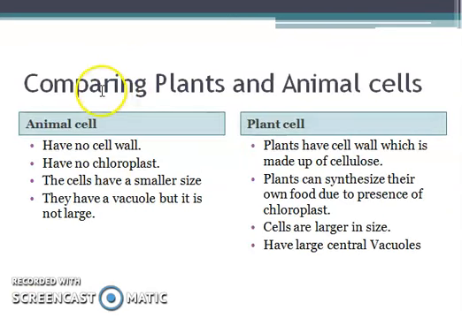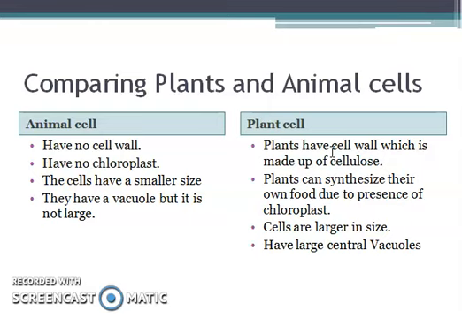So the next one is the difference between the plant and the animal cell. We have seen the similarities, now the differences. The first one is that animals have no cell wall. Plants have a cell wall. This cell wall is made up of cellulose. It is a protective layer. The cell wall is a protective layer.